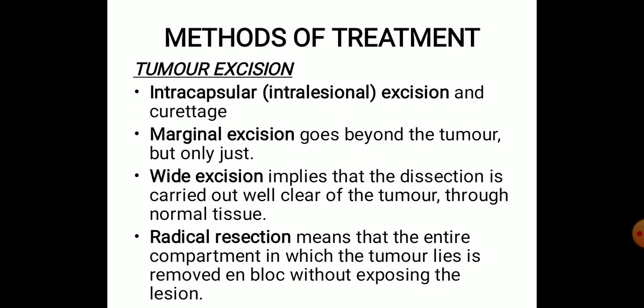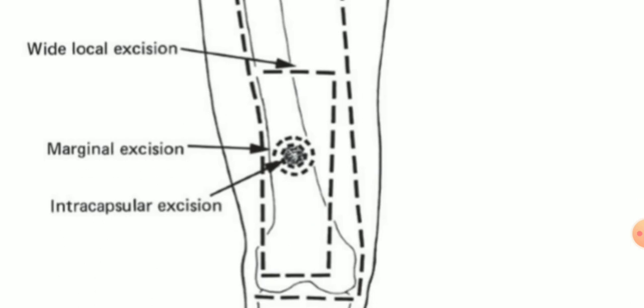In that we have intracapsular excision, marginal excision, wide excision, and radical excision or resection. So these are the main 4 types of excisions which are used in tumor treatment. First one is intracapsular excision and curettage. Basically, intracapsular excision is the excision of that particular part. So this is the tumor growth, and we are excising the growth, along with curettage.